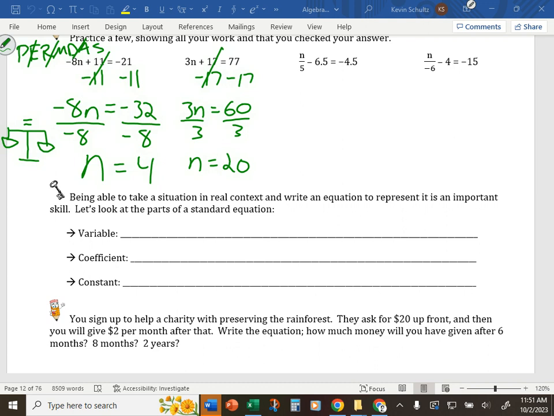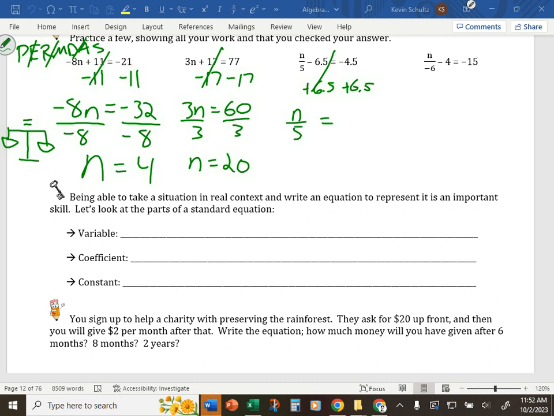Peyton, what's the opposite of subtracting 6.5? Adding 6.5. So that's what we're going to do first. Doesn't matter if it's a decimal, right? Just do the opposite. Negative 6.5 plus 6.5 equals 0.